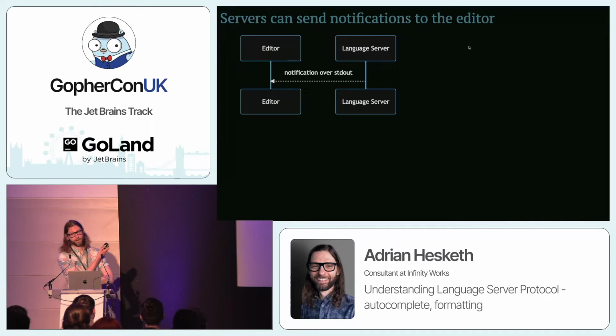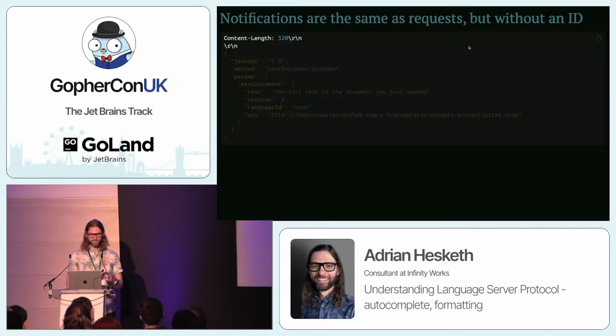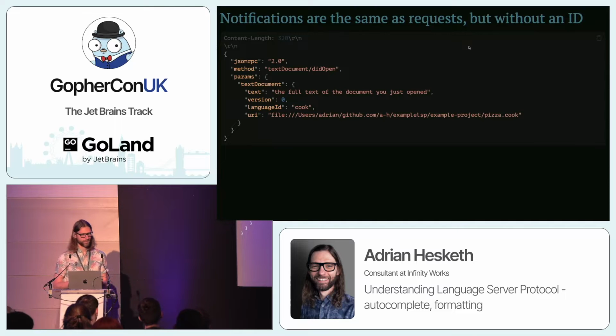And servers can send notifications back the other way. So you might send back to the editor diagnostic information, so warnings, and those can come at any time, and you can also send messages back to the user. We'll see an example of some of these notifications in a minute, but they can be sent at any point through the cycle. Notifications are basically the same format as requests, but without an ID, so they have the content length, and then they have the JSON RPC field and the method field, and then there's no ID field, just parameters. That tells you that there's no response required to that message. So you've got the JSON RPC field, the method, and the parameters.